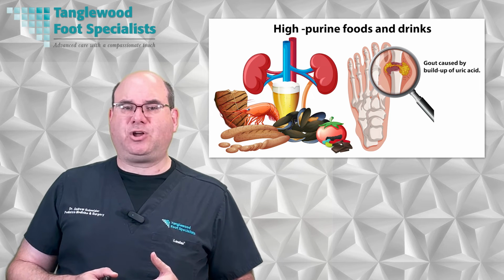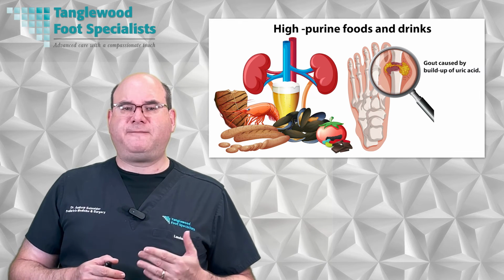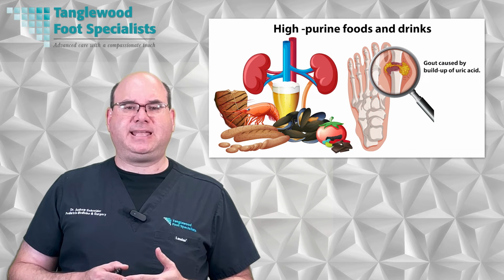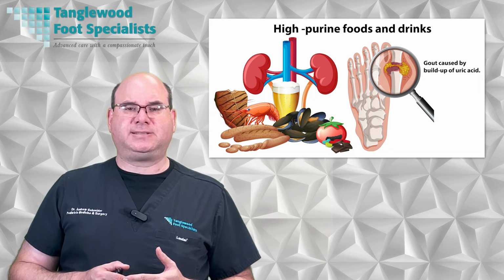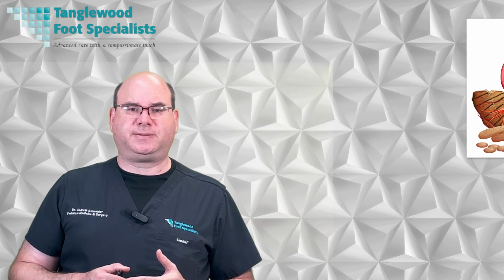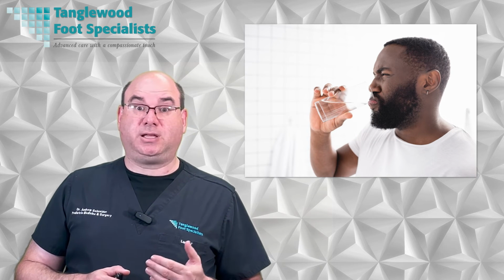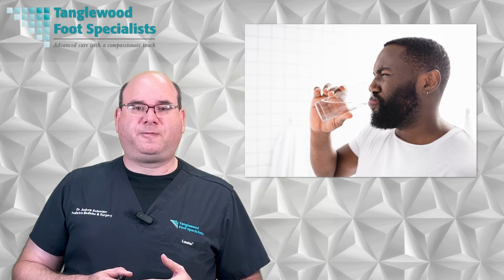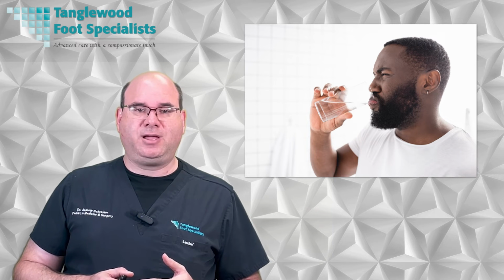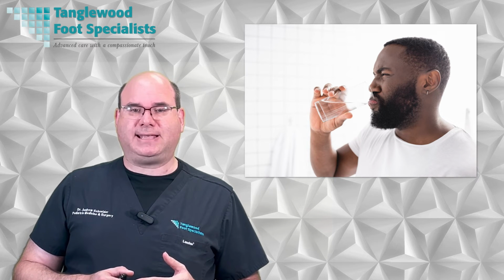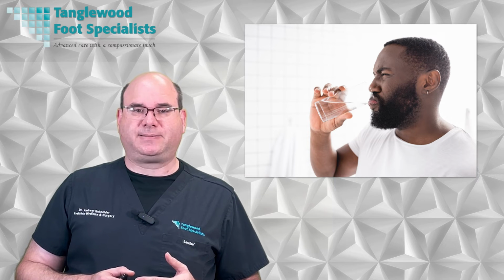Dietary modifications can also help to reduce the chances of future gout attacks by limiting the intake of foods that are high in purines such as organ meats and seafood. In addition, drinking plenty of fluids, especially water, can help flush out uric acid from the body, while taking medications to lower uric acid levels can also be beneficial in preventing future gout attacks.